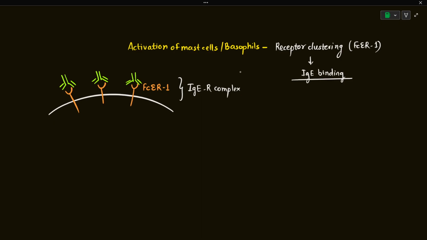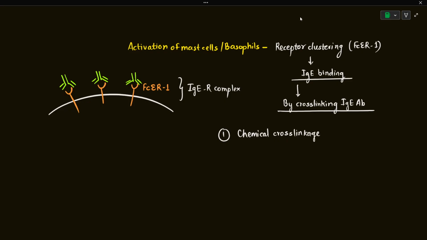So IgE will bind to the receptors, and by cross-linking the IgE antibody, we can activate the mast cells. This cross-linking of IgE antibody could be due to the antibodies themselves cross-linking, or it could be due to multiple reasons. First, it could be chemical cross-linkage.